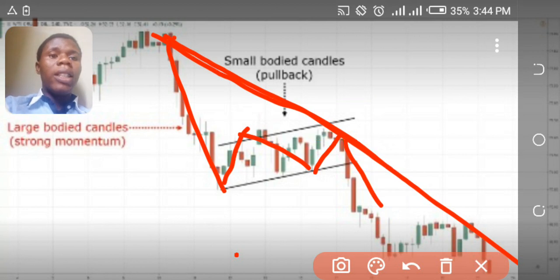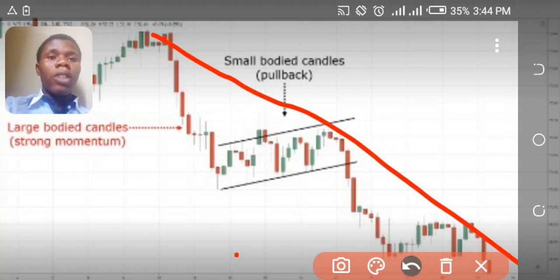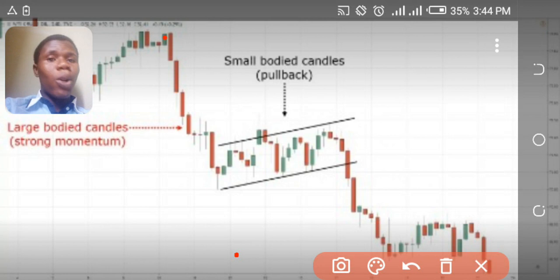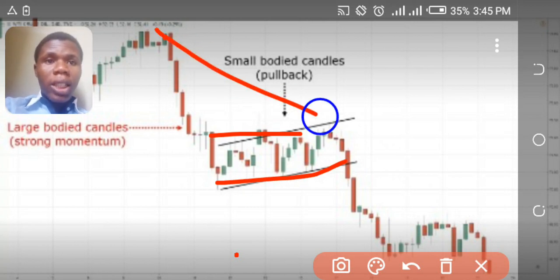Okay, now this is called a flag. Traders call it a flag, or for me, I like calling it a channel. Whichever way, you're calling it a channel, you're calling it a flag, you're cool with it. But just understand that sellers are actually in control. The market is bearish, as you can see it is bearish.